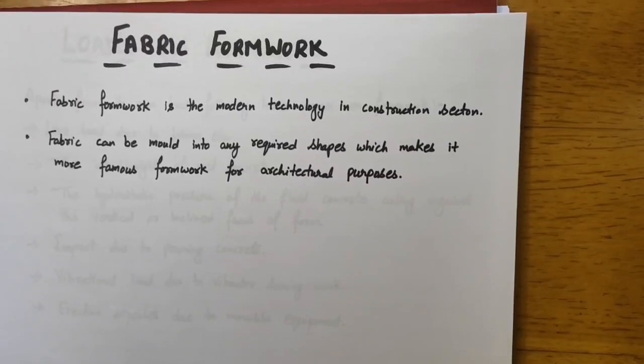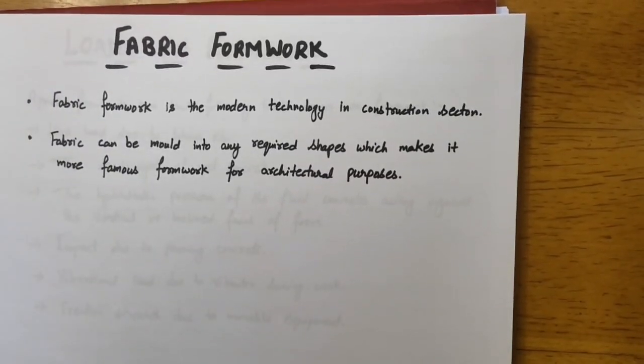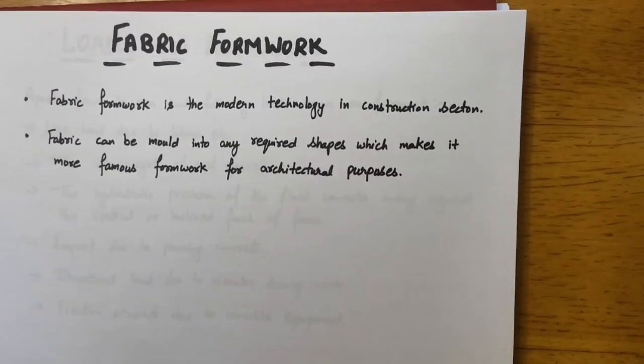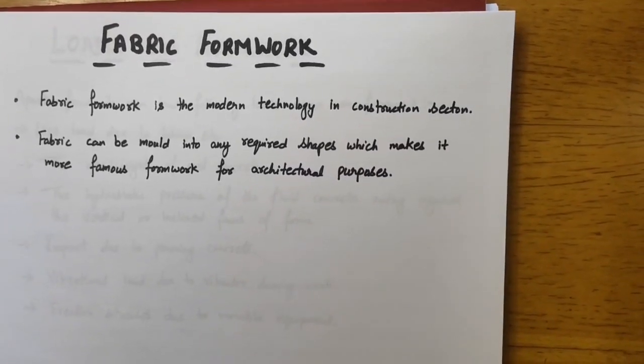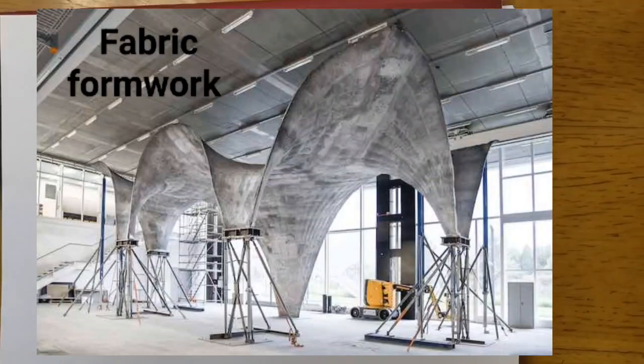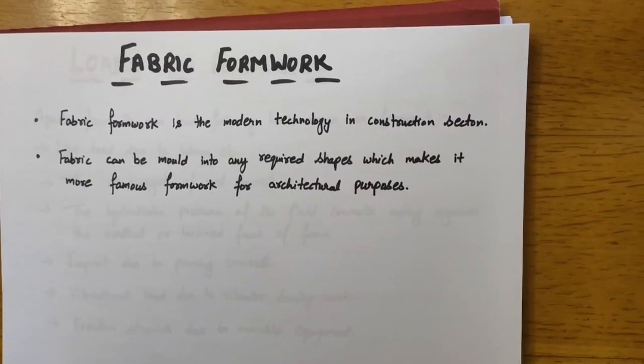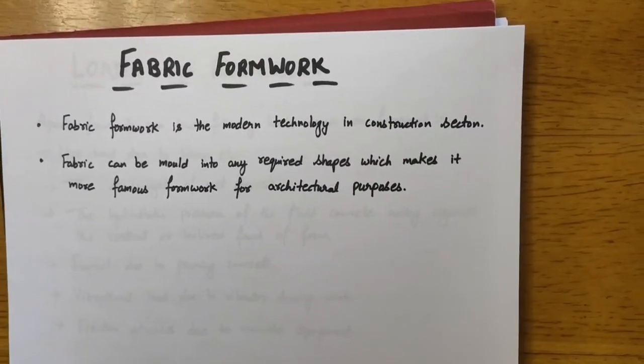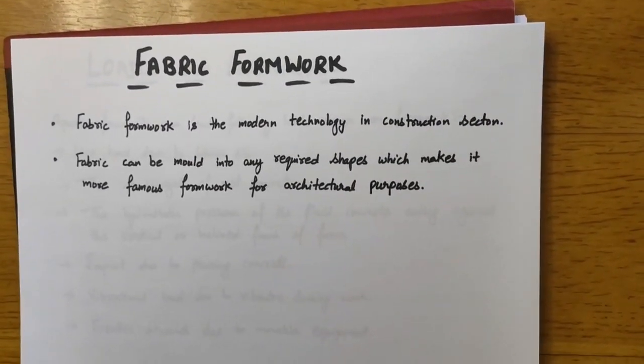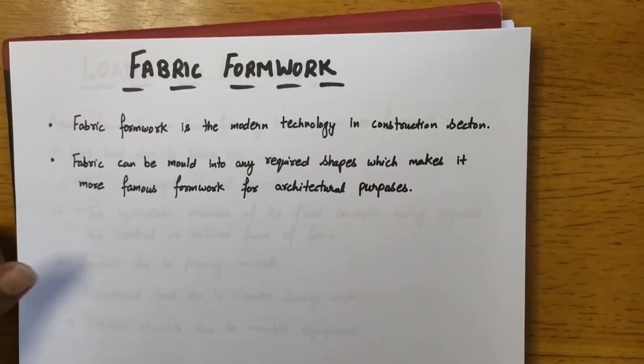Let's move to the last kind of formwork, which is fabric formwork. Fabric formwork is the modern technology in the construction sector. Fabric can be molded into any required shapes, which makes it a more famous formwork for architectural purposes.